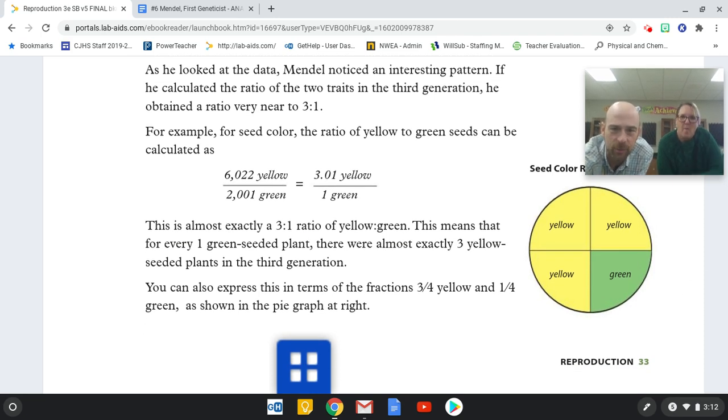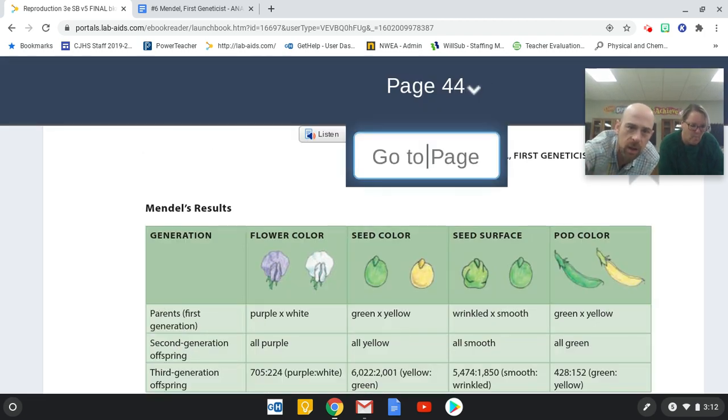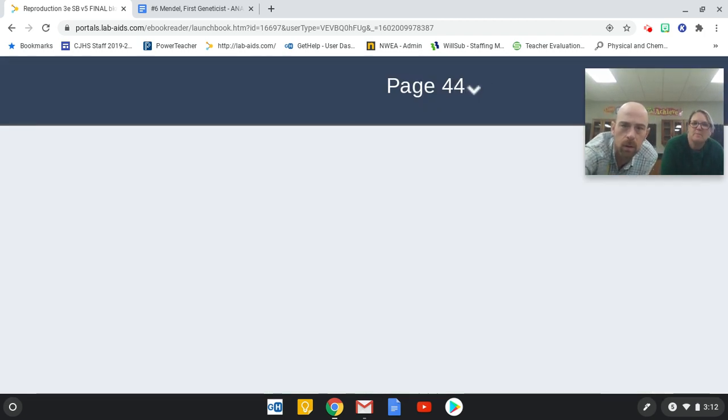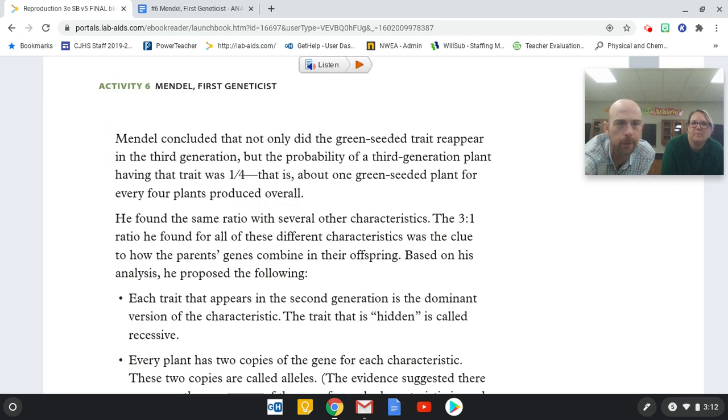All right, moving on to the next page. I'm going to scroll up, page 45, enter, and here we go.